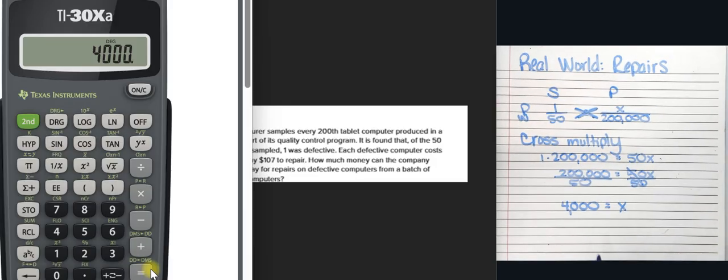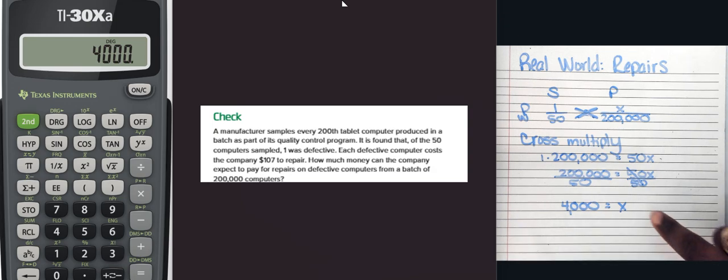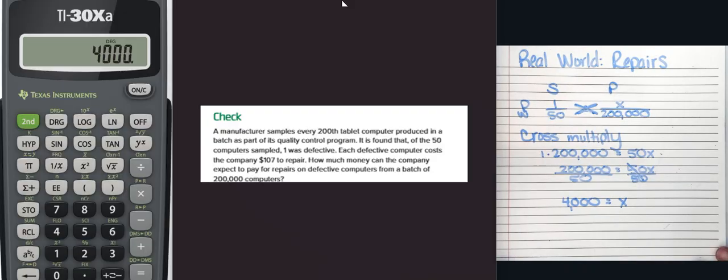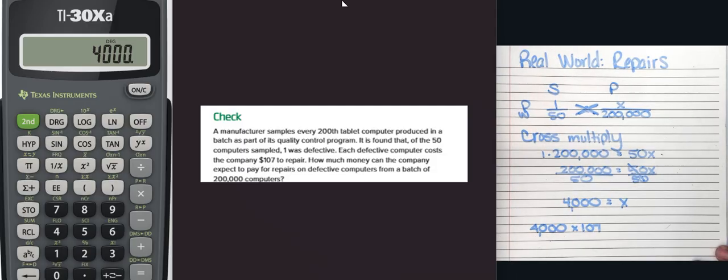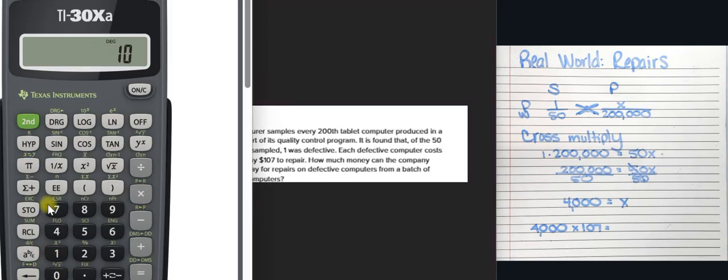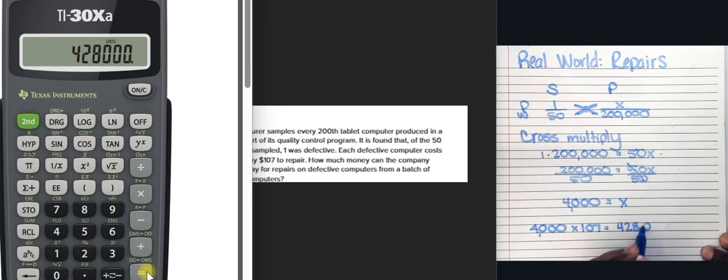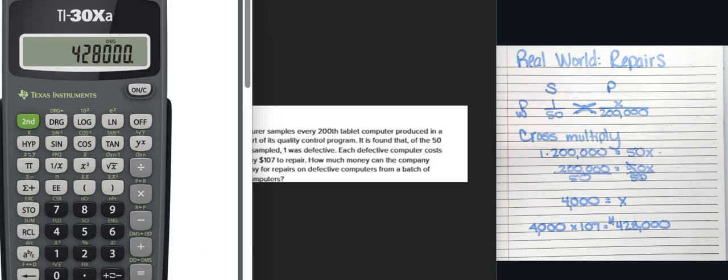That means we're going to replace or repair 4,000 computers. That's just the first step, telling us how many of them we can expect to be defective. Now, with that 4,000, we need to figure out how much it's going to cost us to fix those 4,000 computers, and we're going to multiply that by 107. So 4,000 times 107 gives me 428,000. That is how much it's going to take us to repair those computers.